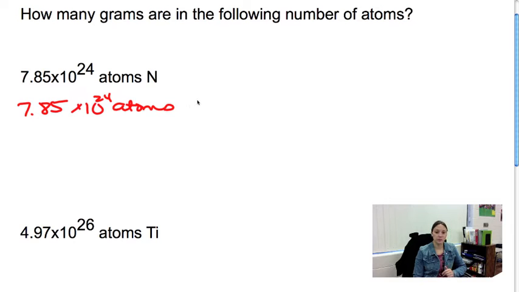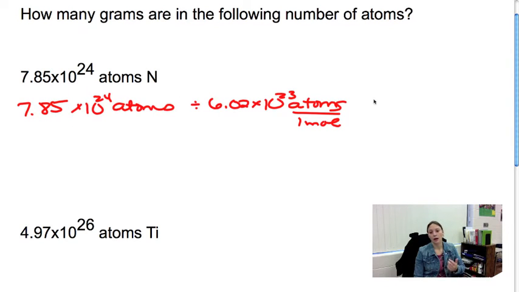So when I go from atoms to moles, we take that atom number and we divide by 6.02 times 10 to the 23rd, because there are that many atoms in 1 mole. And I have this number of atoms, so I have just over a mole. Then when I get my mole number, I take that mole and I multiply it by my molar mass.